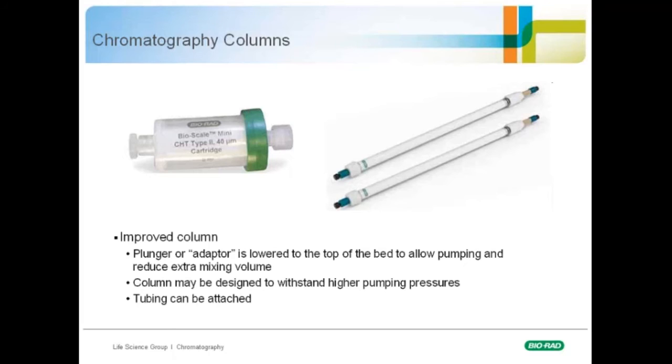So basically, you would want a column like this anytime you're attached to, in most cases, a low to medium pressure system or a high pressure system. But essentially, this is most useful for medium and higher pressure situations. They allow the bed volume to stay the same and allow you to flow at a faster rate.